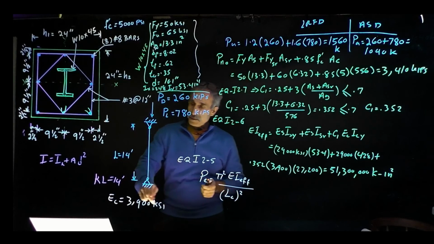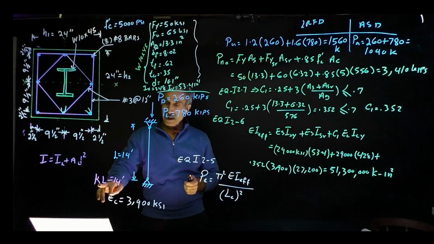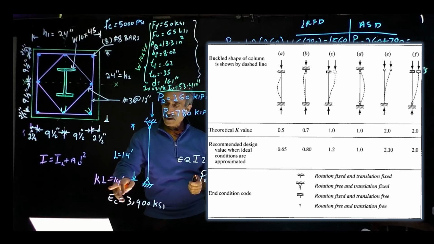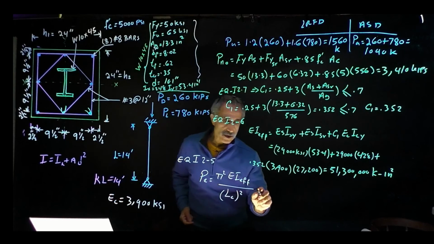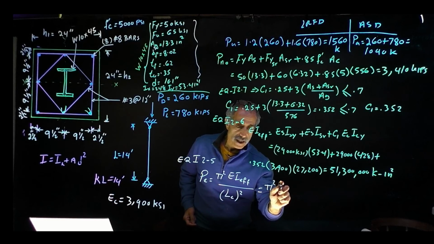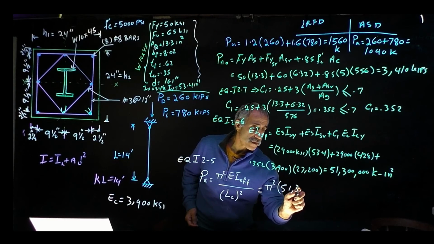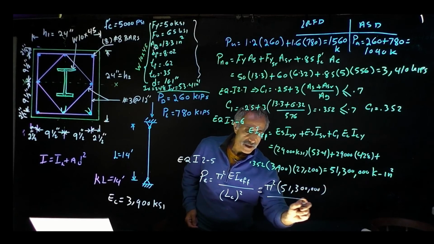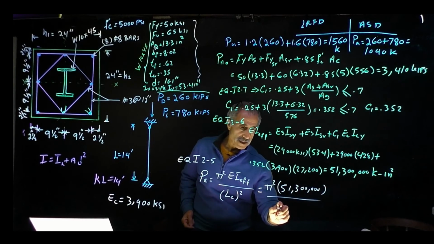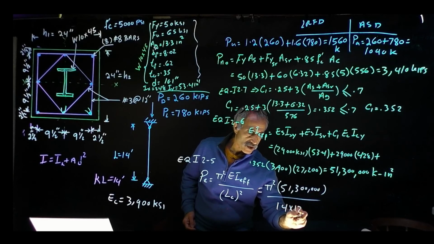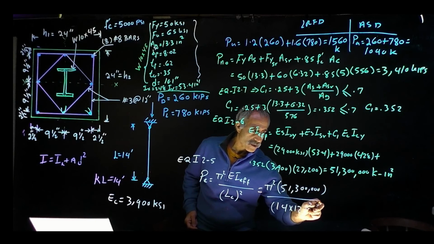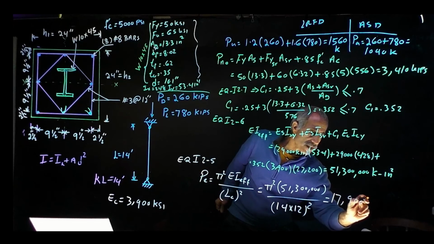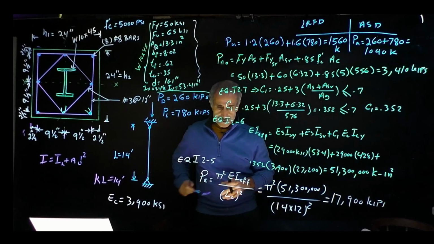And our Lc basically is KL, and our K comes out to 1 because this is pin on both ends. So K is equal to 1, and the effective length comes out to 14. And therefore we continue with that. That becomes pi square times 51,300,000 divided by 14 times 12 inch, to make that an inch, to the power of 2. And that comes out to 17,900 kips.